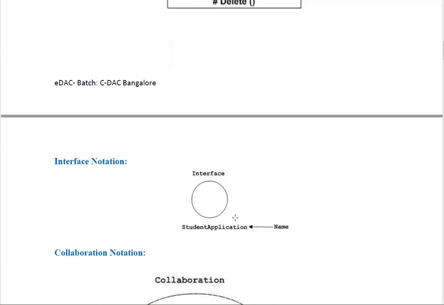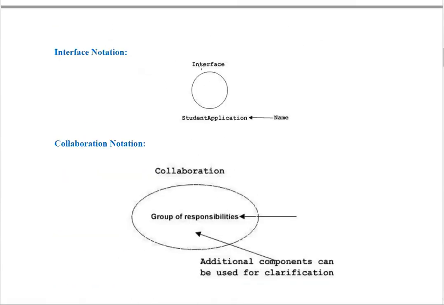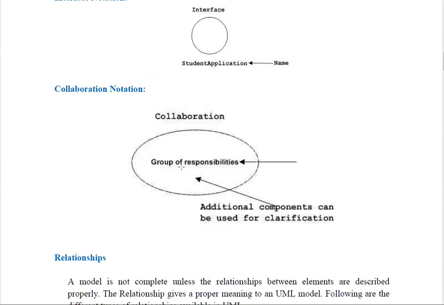Then interface notation. You can see the student's interface. In case it is not fitting in here, I'll show it somewhere else. Interface notation is a circle, and the name will be here, whatever the name is. And collaboration notation. Collaboration will be an oval with group responsibilities to be written here. And the components that can be used, like here they are trying to tell. This is the notation. This is the explanation here.